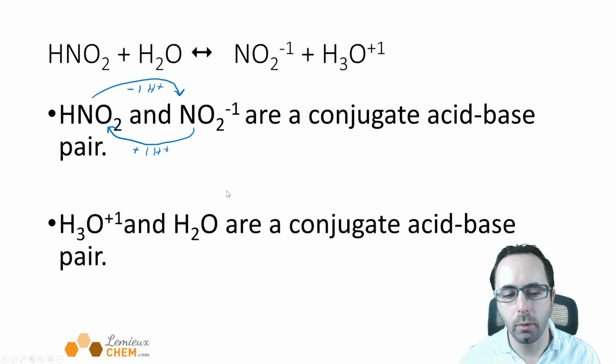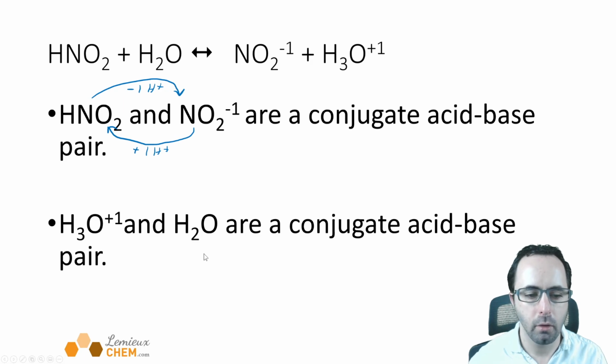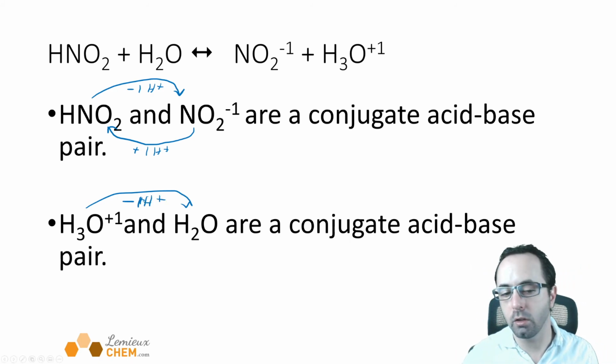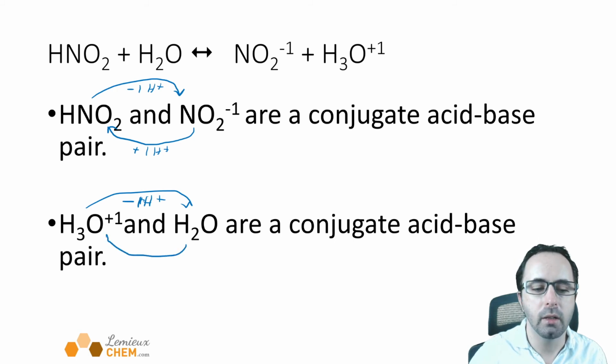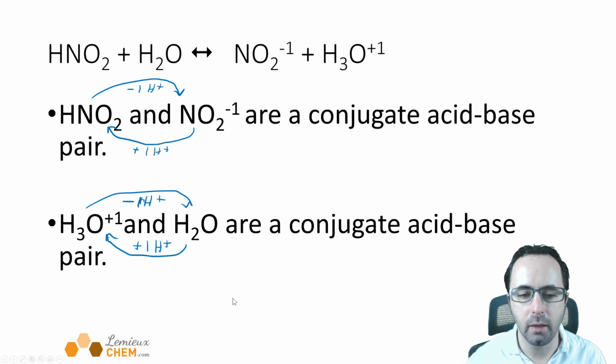Hydronium and water are also a conjugate acid-base pair. Hydronium has 1 more proton than water. Water has 1 less proton than hydronium. So if hydronium loses 1 proton, then you get its conjugate base, water. And if water gains 1 proton, then you get the conjugate acid of water, which is hydronium. These differ by 1 proton, therefore they are a conjugate acid-base pair.